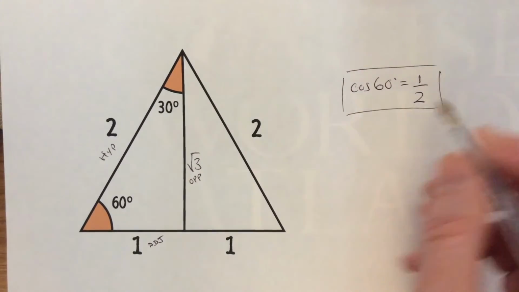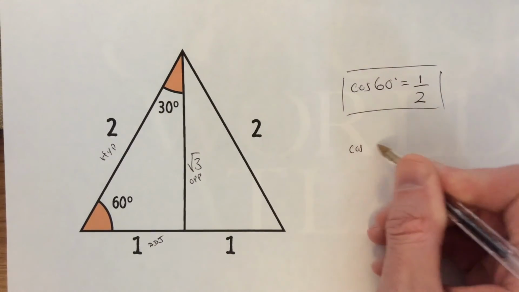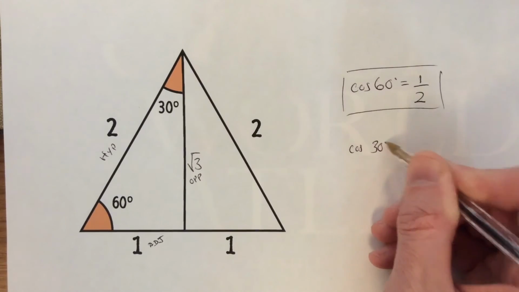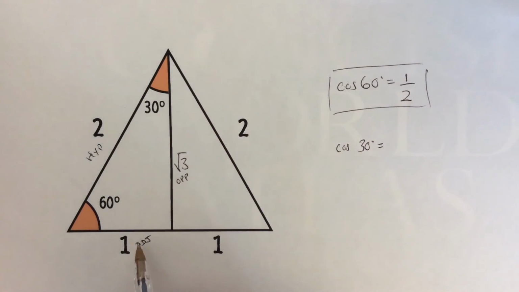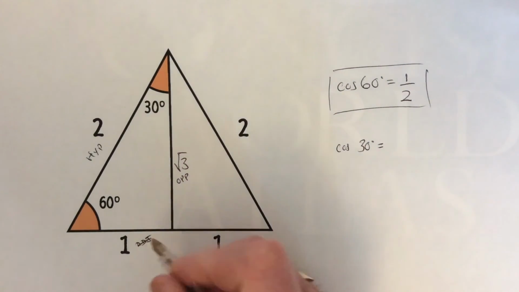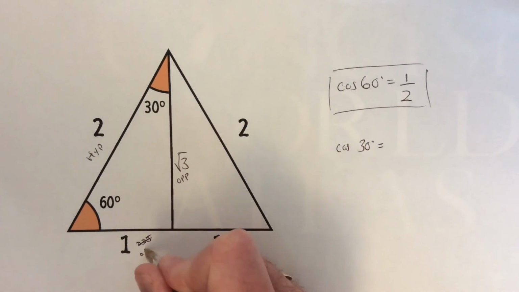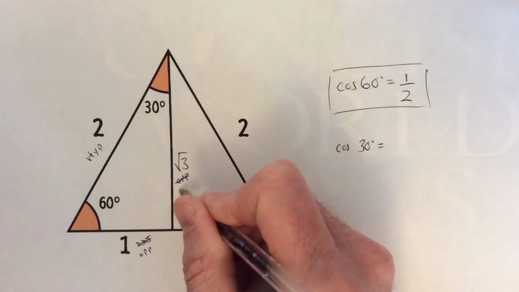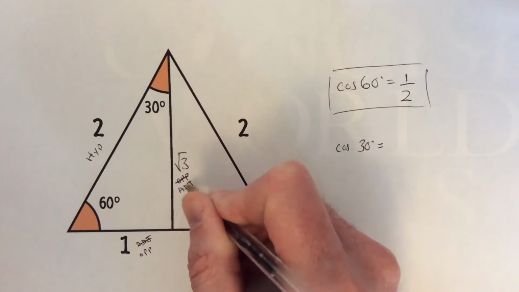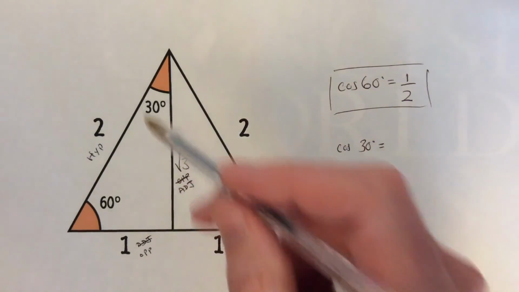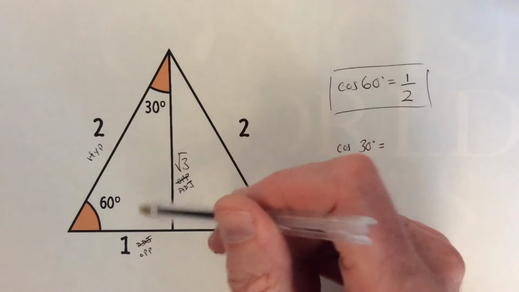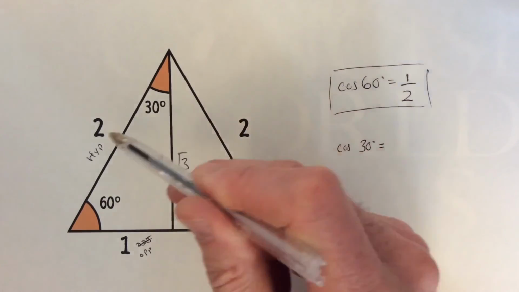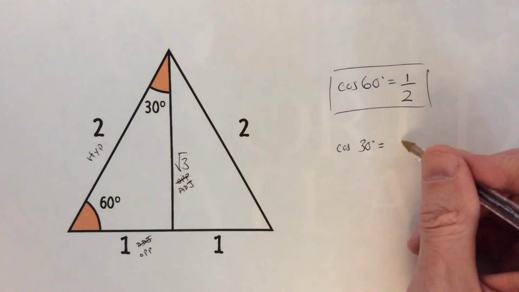Again, the cosine of 30 degrees, adjacent, okay, so swap them round, so that's now the opposite, that's now the adjacent, and it's going to be adjacent over hypotenuse, root 3 over 2.